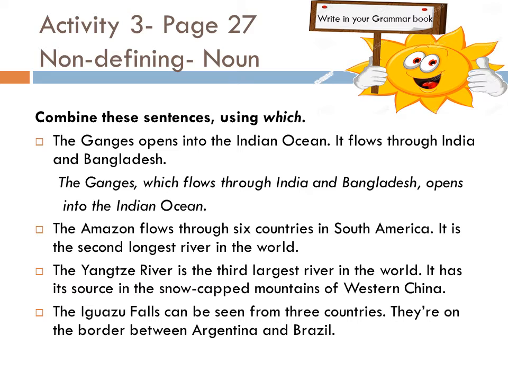The Yangtze River is the 3rd largest river in the world. It has its source in the snow-capped mountains of western China. The next, the Iguazu Falls can be seen from 3 countries. They are on the border between Argentina and Brazil. So now you could work with these questions.